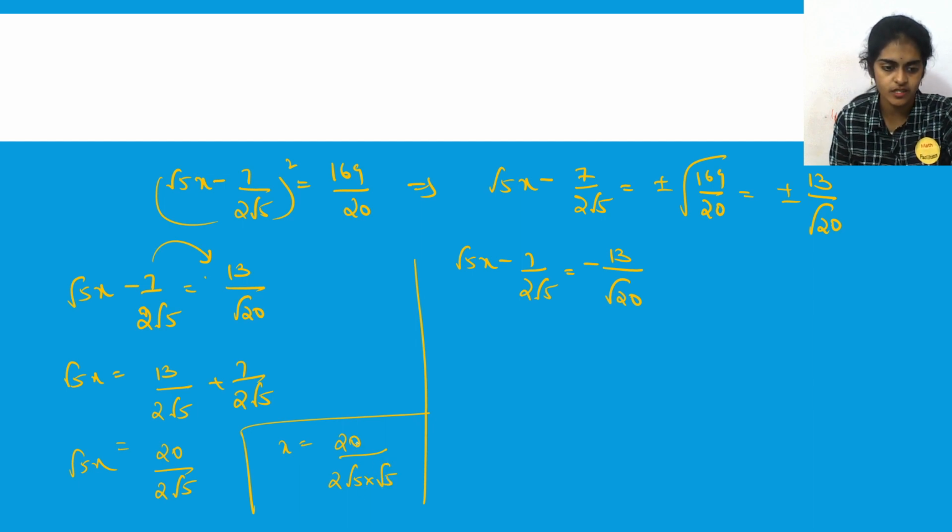Or I can write x is what? X is 20 by 2 into 5, which is 10. So I have x as 2. Similarly, here also let us solve.